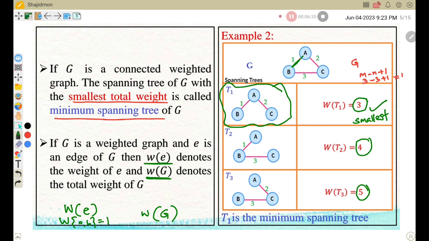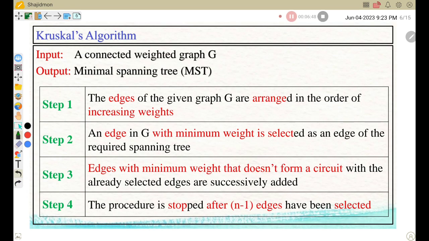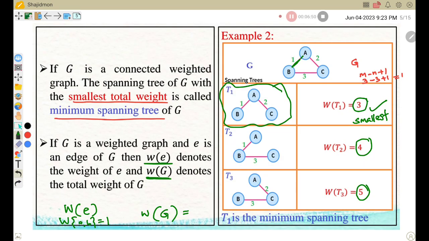Total weight means complete weight: we add each edge's weight, we will get a number, that is the weight of the graph. Weight of the edge and weight of the graph, representing like this. Now we need to calculate the minimum spanning tree. Here is a simple example, a small graph, and this is the minimum spanning tree. For any graph, how to draw a minimum spanning tree or calculate the weight of the minimum spanning tree?